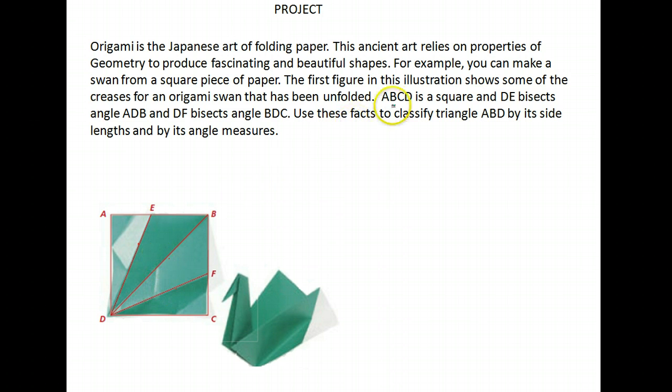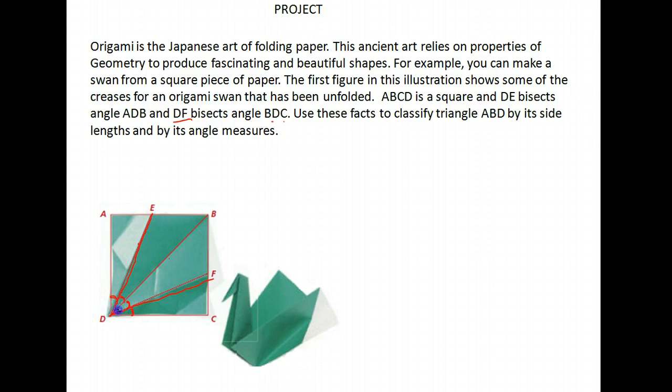Okay, it says ABCD is a square. DE bisects angle ADB. What does that mean? So DE bisects angle ADB. That means these two are the same size. Okay. DF bisects angle DBC. So where's DF? Here's the line from D to F. It cuts BDC in half. So these are also congruent angles.